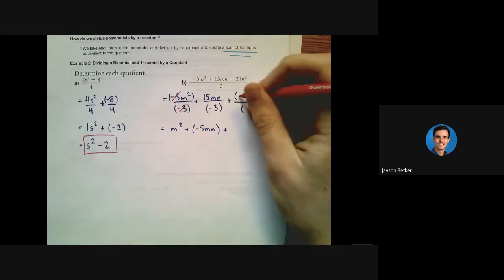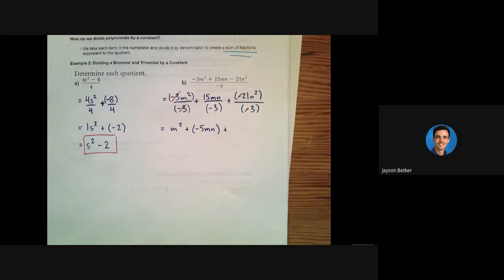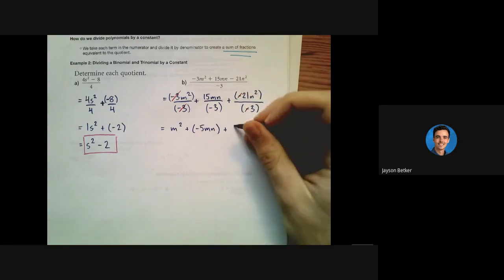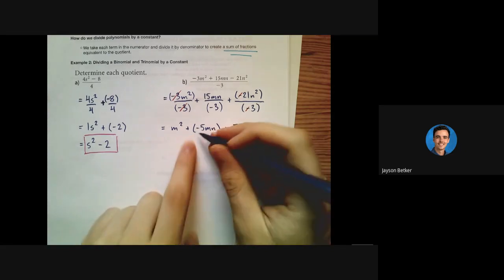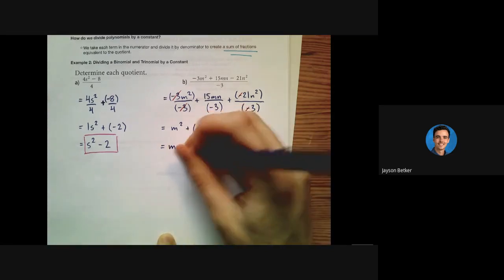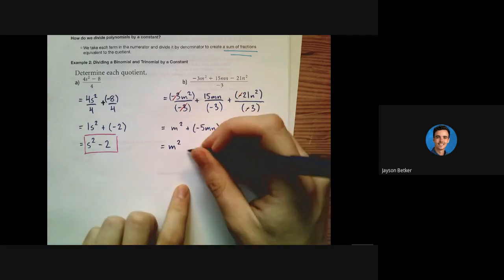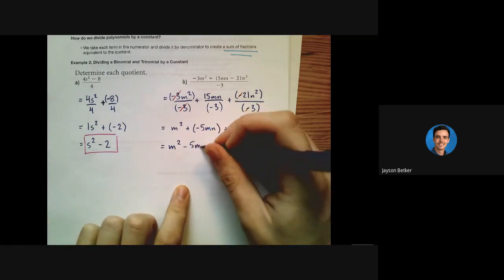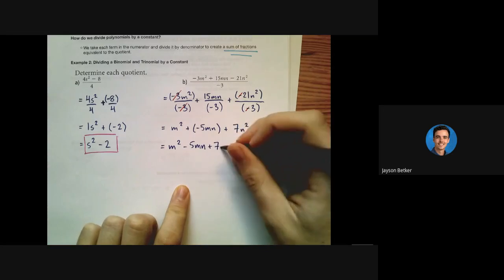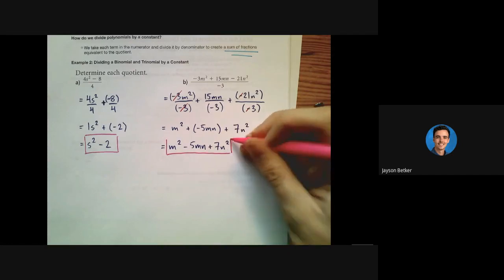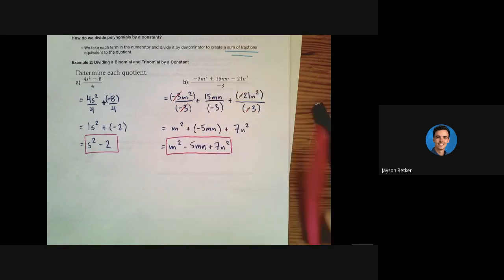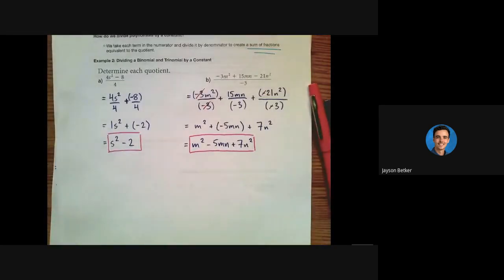So I immediately see there's negative on the top and the bottom. Those cancel. 21 divided by 3 is 7n squared. We're almost done here. I'm just going to get rid of this bracket and this positive and negative here. I'm going to end up with m squared. A plus and a minus gives us a minus plus 7n squared. M squared minus 5mn plus 7n squared. That's our final answer. Okay?